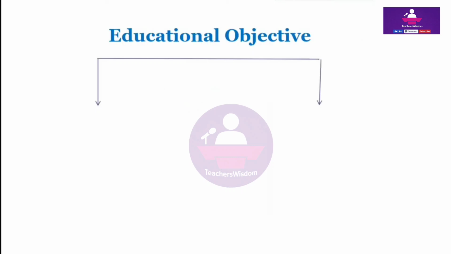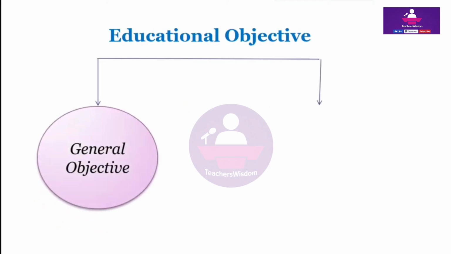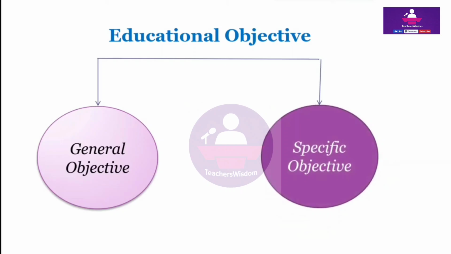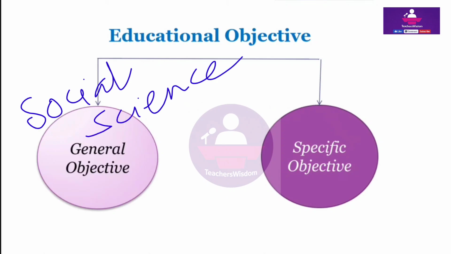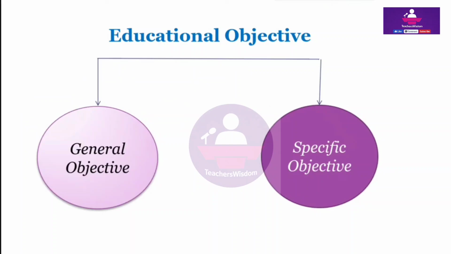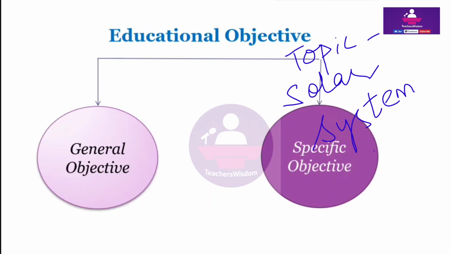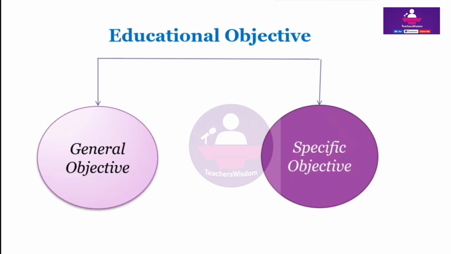Now, what is educational objective? Educational objectives are basically divided into two parts. One is general objective and second is specific objective. General objective is related with all subjects or a particular whole subject, and specific objective is related with one particular topic. If I am talking about social science subject, then that will be your general objective. We are talking about all the lessons. Second is specific objective. If I am talking about only the solar system, then I am talking about some specific topic.